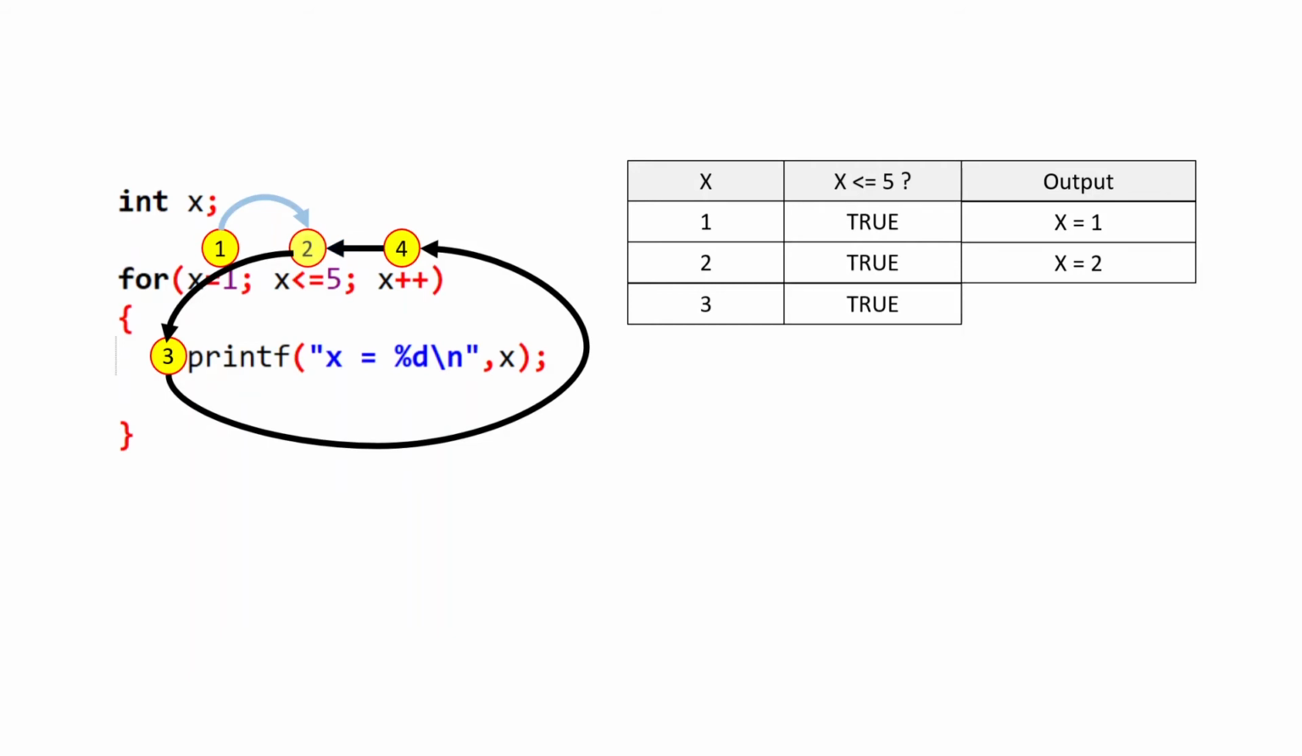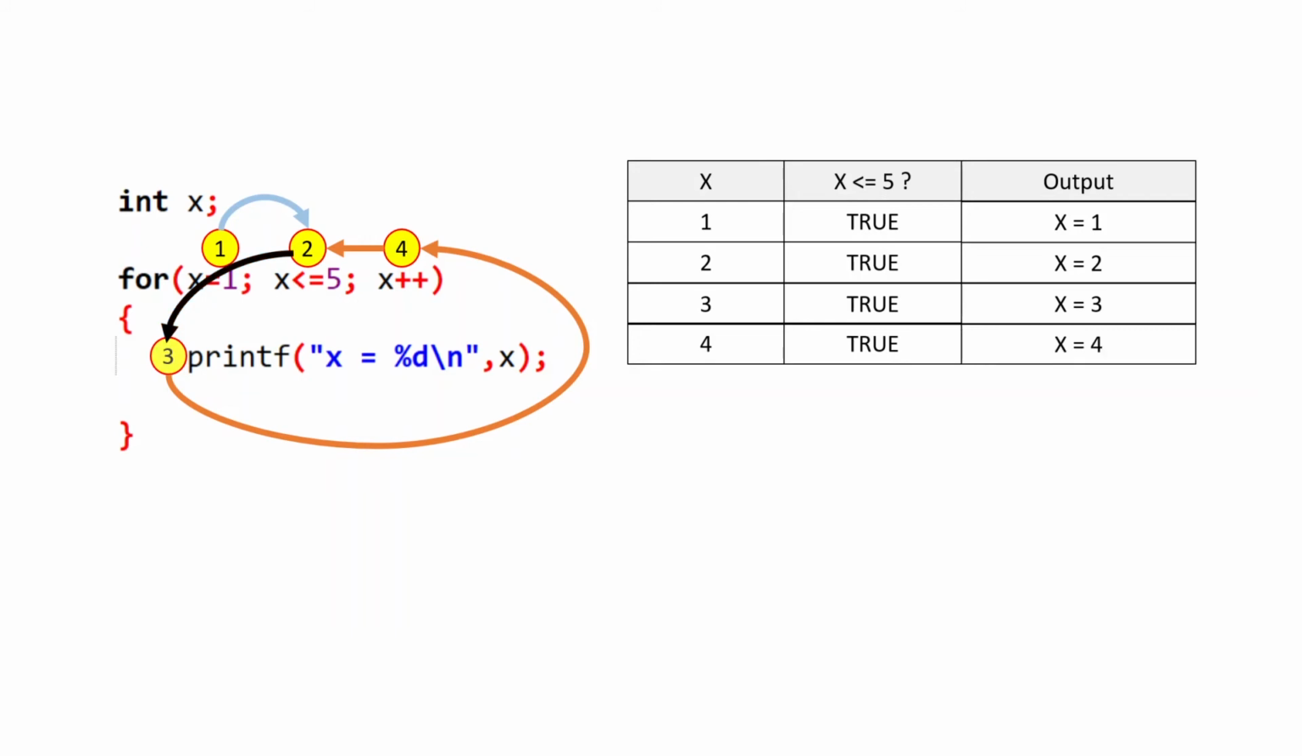Yes, it is true that 3 is less than or equal to 5. So let's go to the body and print the value of x again, which is now 3. And then go back to the update expression and add 1 to the current value of x, which is 3. x now becomes 4. And check if the current value of x, which is now 4, is less than or equal to 5. Yes, it's true that 4 is less than or equal to 5. So now we can still print out the value of x.